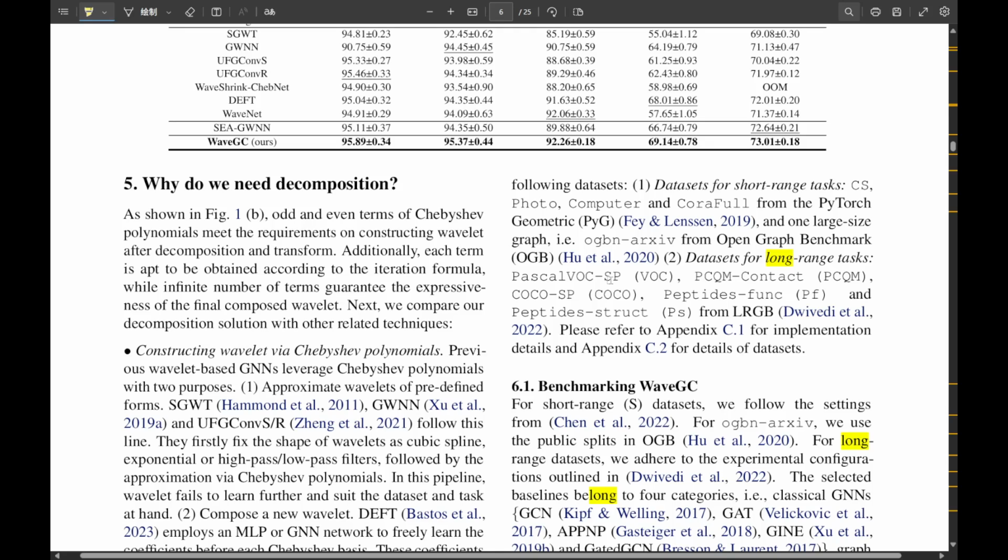Sure. A standout example is the Pascal VOC SP dataset. It involves image segmentation using graph structures. On that dataset, WaveGC achieved an improvement of up to, I think it was 15.7% compared to other state-of-the-art models. 15%, that's huge in this field. It's a massive jump. It really underscores its superior ability to perceive and integrate information from very distant parts of the graph. That's absolutely critical for understanding global patterns, like recognizing whole objects in an image based on pixel relationships.